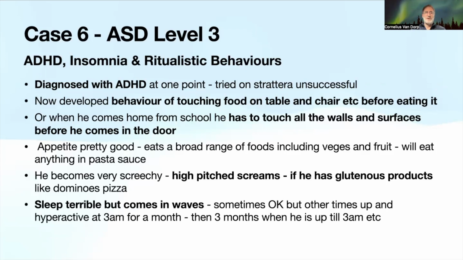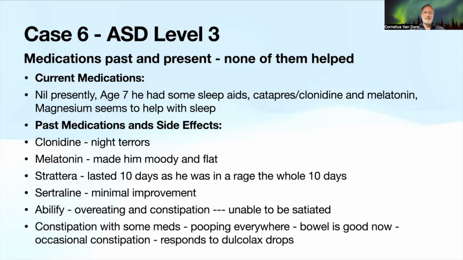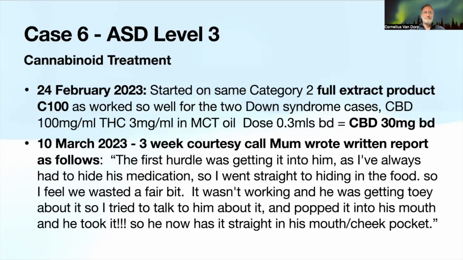Now developed these strange behaviors of touching the food on the table and the chair, etc., before he eats it, or has to touch all the walls and surfaces before he comes in the door when he gets home. Appetite pretty good, becomes very screechy, high-pitched screams if he has gluten products like Domino's pizza. Sleep terrible, but comes in waves. They'd been tried on a whole bunch of different medications, none of them successful.